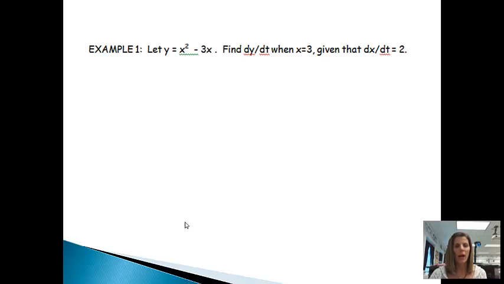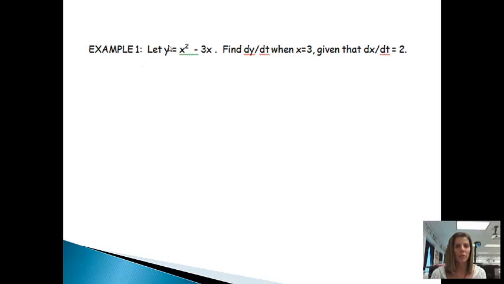All right, example 1. Let y equal x squared minus 3x. We would like to find dy/dt when x equals 3, given that dx/dt is equal to 2. Notice I've changed this up a little bit now. We're finding the derivative of y with respect to t, with respect to time, and we're also taking the derivative of x with respect to time. So we will be using the concept of implicit differentiation when we do these problems as well.